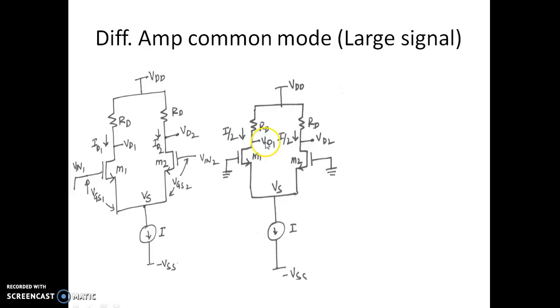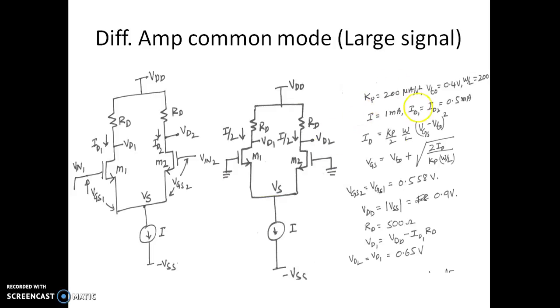So we're going to have a VD1 at the drain of M1 and VD2 at the drain of M2. Let us take an example and try to find out the different parameters. Now we shall assume a MOSFET with mu_n Cox of 200 microampere per volt squared and a threshold voltage of 400 millivolts. We shall assume a W/L of 200. If we assume a tail current of 1 milliampere, the current flowing through M1 and M2 will be half of that, that is 500 microampere.